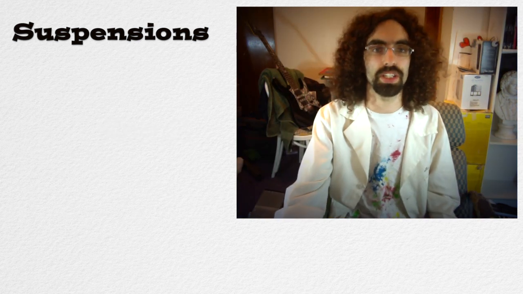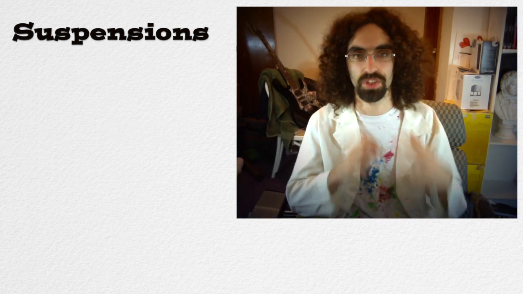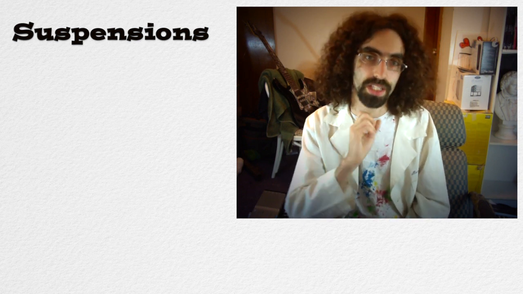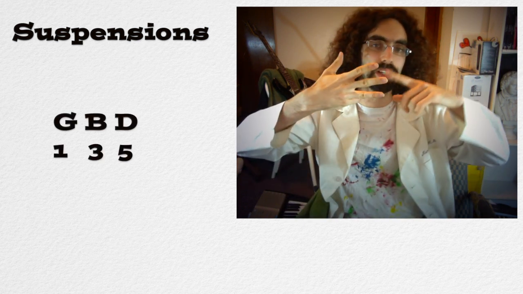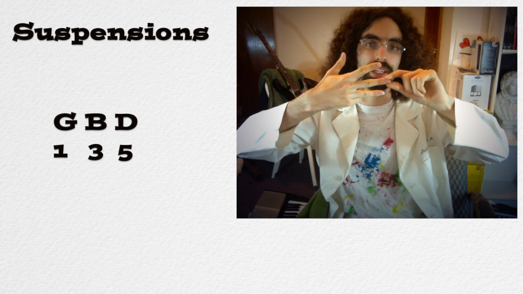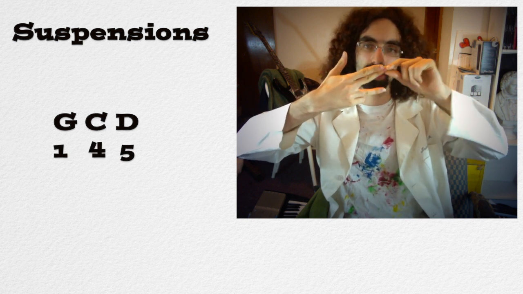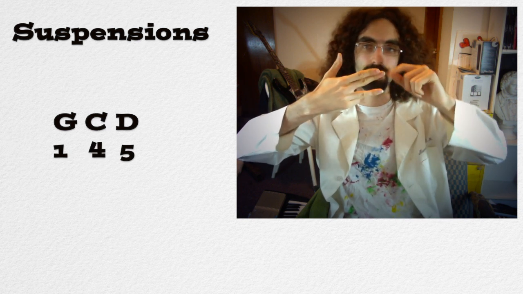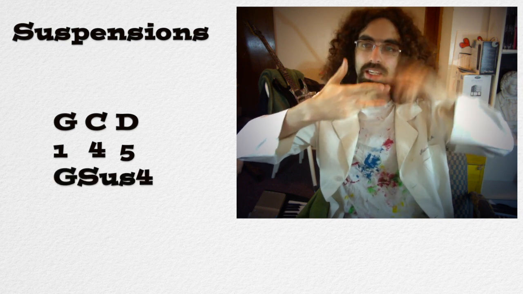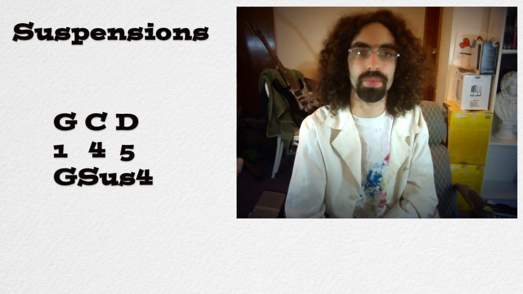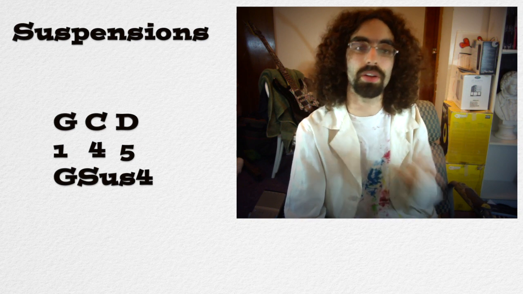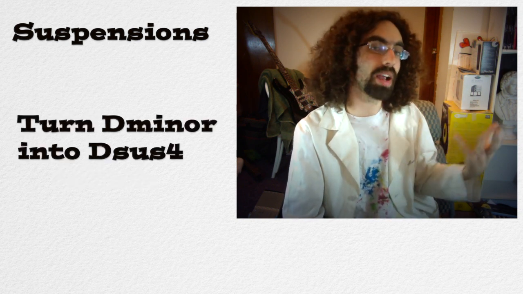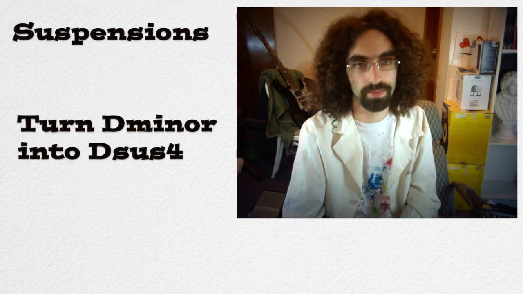So let's take a G major triad and turn it into G sus4. To do this, we find that our G triad is G, B, D, and we raise B, the major third from the root, up to C, which is the perfect fourth above the root, and we get G, C, D. That's our G sus4 chord. So try on your own, try turning D minor into D sus4.